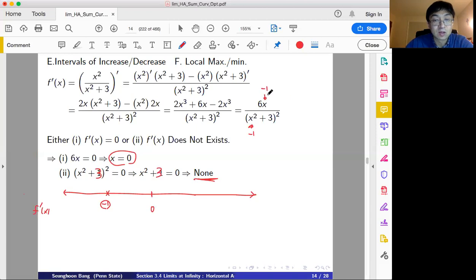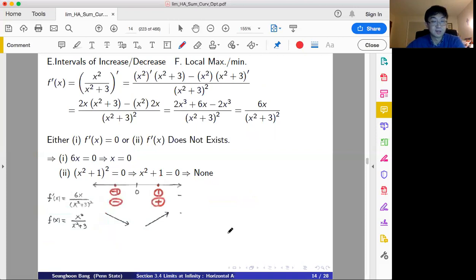You can plug in -1. 6 times -1 is negative. -1 squared plus 3 is always positive. So here, negative. You can choose another test number on the right hand side, plug in 1. What happens? 6 times 1 is positive. 1 squared plus 3 is positive. We have positive. What's it like for f of x? f of x is decreasing and increasing. So f is decreasing on negative infinity to 0, increasing on 0 to infinity.